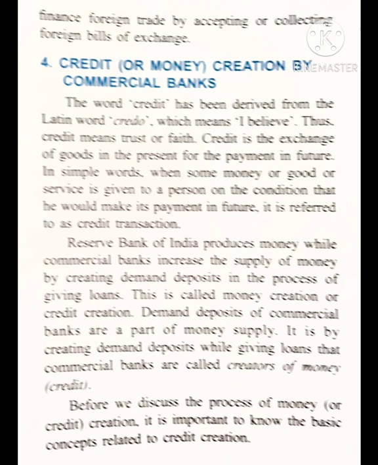Now it is by creating demand deposit while giving loan that commercial banks are called creators of money. What do you mean by creators of money? That means they are making money out of money. We say we are producing from one good to another, from raw material to goods. But what does a bank do? Bank creates money from money. Whatever you deposit, from that money they make their money. That is why they are known as creators of money, or you can say credit.